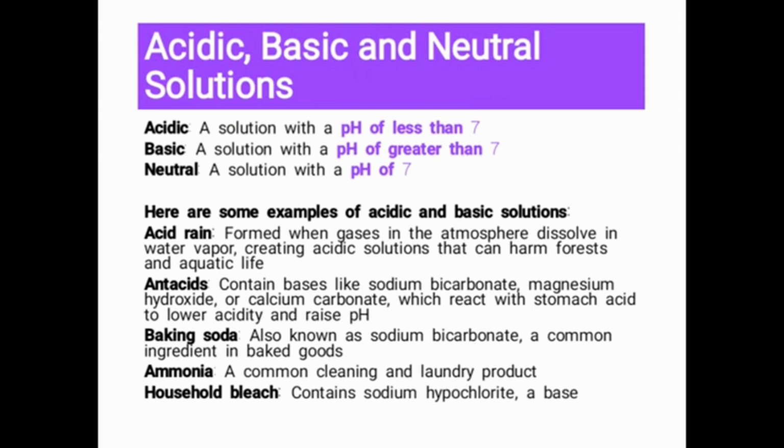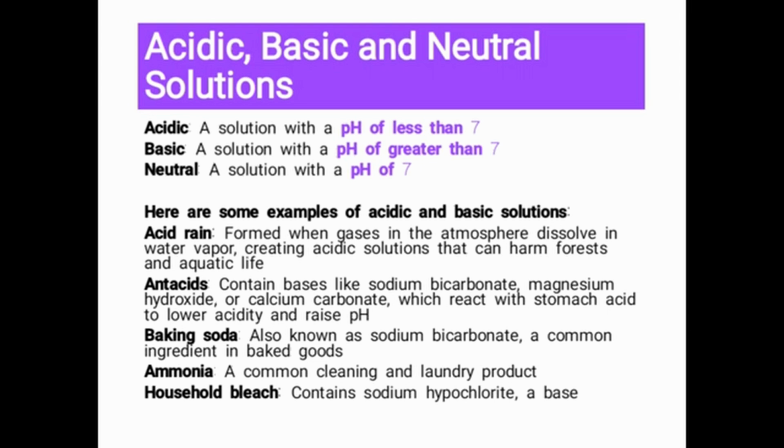Okay, let's look at another type of solution. So we are based on properties. Generally, we can have acidic, basic, and neutral solution. An acidic solution is a solution that has a pH less than 7. In a typical pH scale, you have 0 to 6, 7, and 8 to 14.